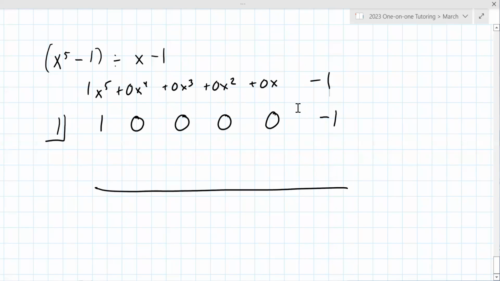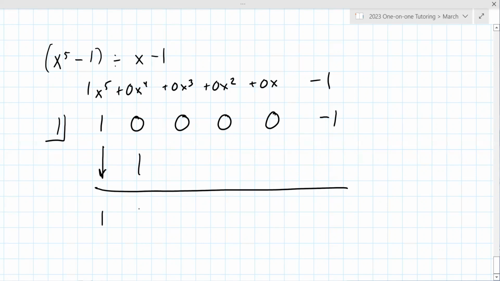The teacher's going to be so frustrated: why didn't he pay attention in class? I told him this, that's why you've got to do it. It's a frustration point for teachers, because they really want you to do well. But this one, okay, so you bring the 1 down.